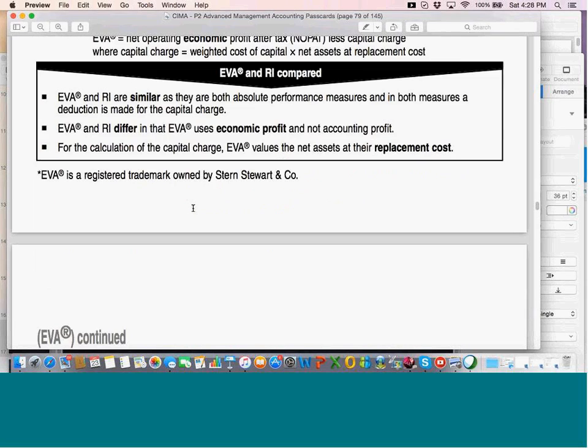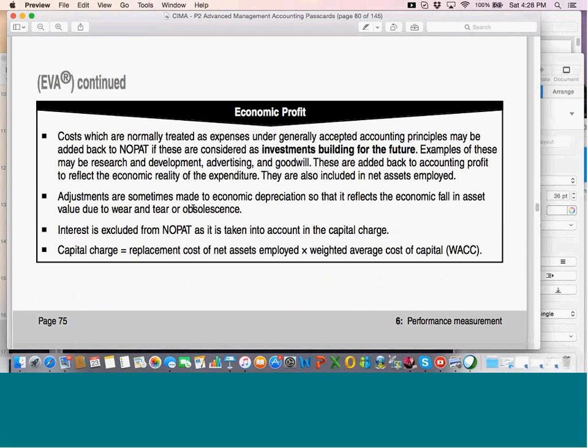Again, they talk about costs which are normally treated as expenses under generally accepted accounting principles may be added back. These are considered as investment building for the future. These may be research and development, advertising and goodwill. They are added back to accounting profit to reflect the economic reality of the expenditure. So that is where things change a bit. Investments are sometimes made to economic depreciation so that it reflects the economic fall in asset value due to wear and tear or obsolescence.